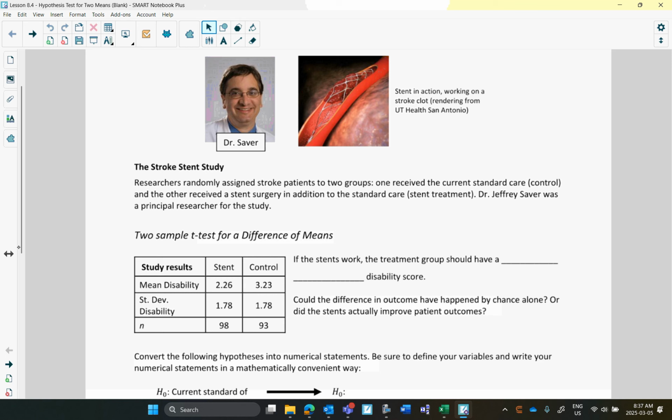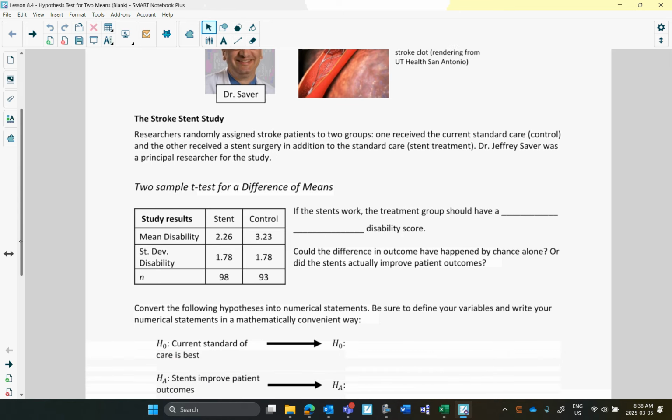And this gentleman, Dr. Jeffrey Saber, was a principal researcher for the study. Okay. So right away, I look at this and I say, okay, 10% condition, it's an experiment. And they were randomly assigned. So I've already thought in my head, I've met two of the three conditions.